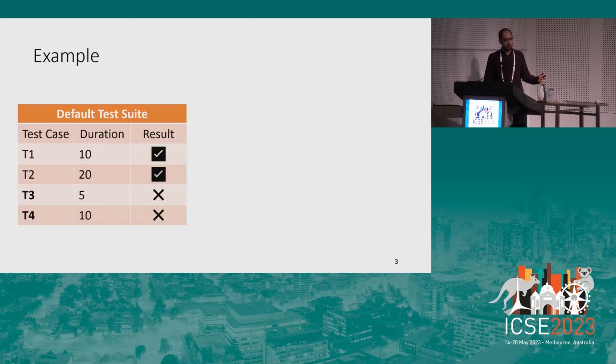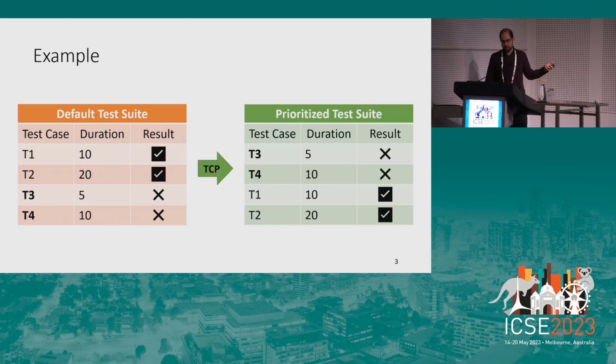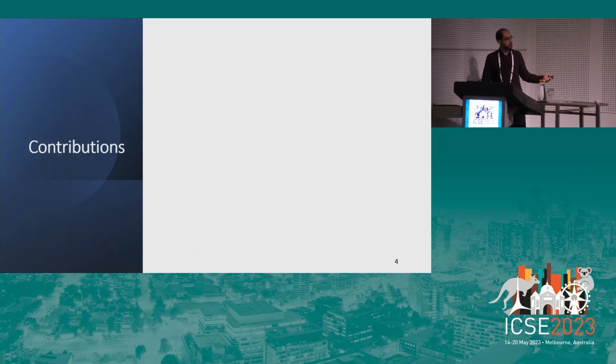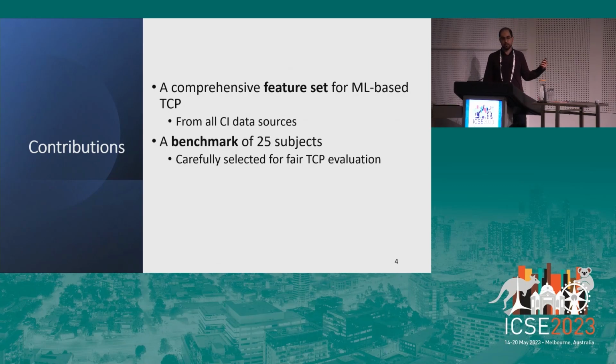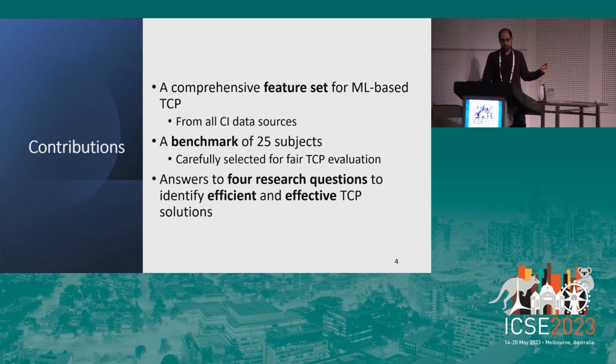For example, if you run the test cases in a normal order, here you need to wait about 35 minutes to be notified about the first fault. However, if you have a good TCP solution, you can get notified in the first 5 minutes. Our contributions are that first, we define a comprehensive feature set from all the CI data sources for machine learning-based TCP solutions. We provide a benchmark of 25 subjects, carefully selected. And we answer 4 research questions to identify efficient and effective TCP solutions.